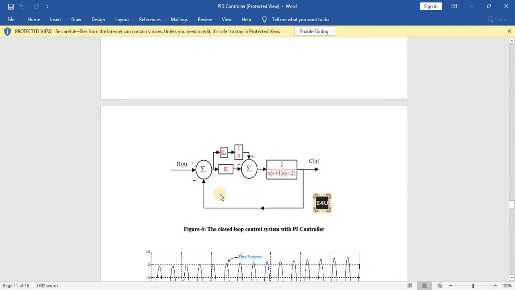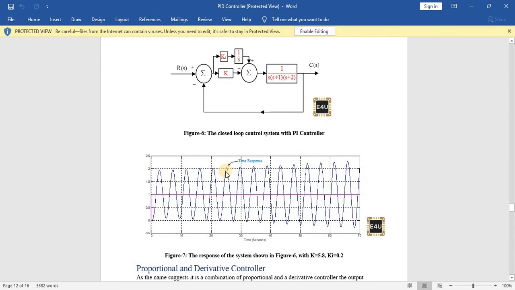Now we can see here the connection of that controller. This is your proportional controller. This is your integral controller, which takes the integral of the error. Their summation point is used, and the output is given to the system. You can see the time response shown in this figure, with different kp and ki values. The proportional value is chosen to be large, that is 5.8, and the integral value is chosen to be very small, 0.2. This is the time response.